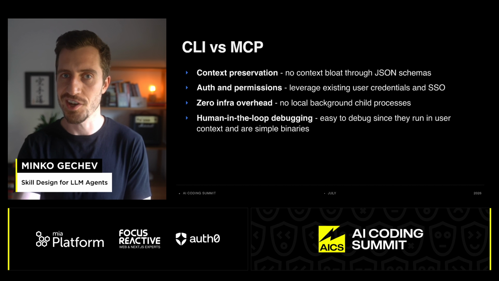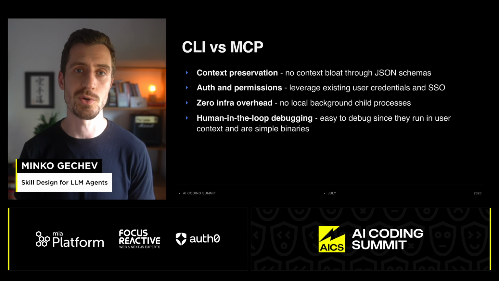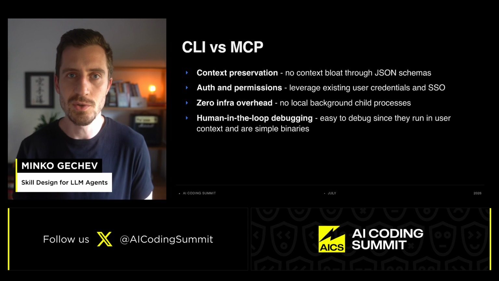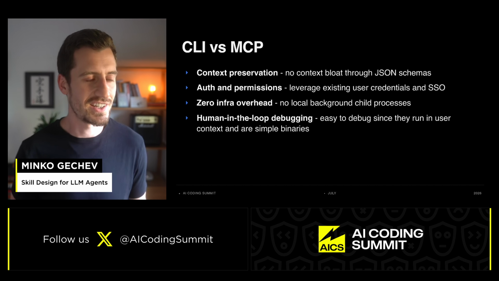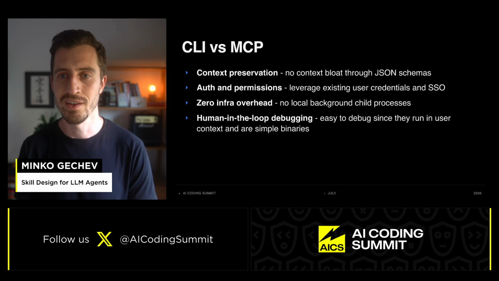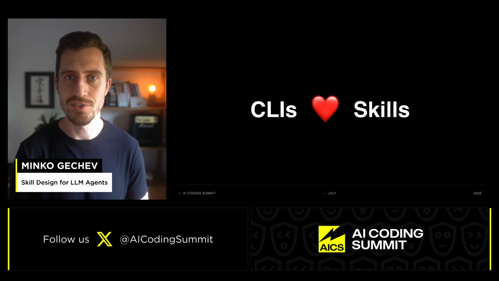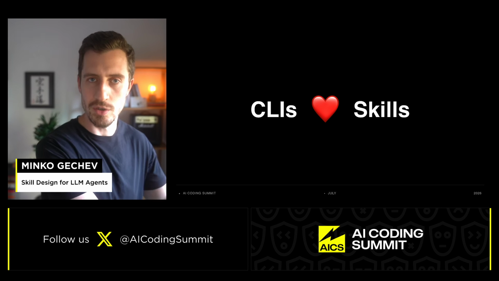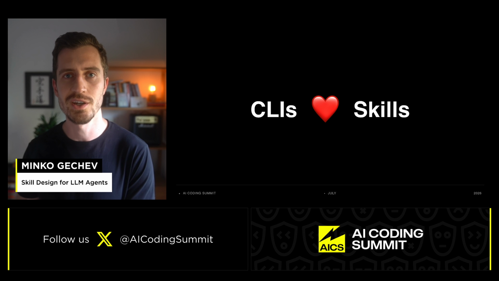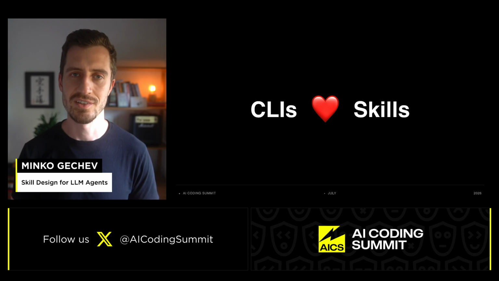CLIs just exist there as command line tools that you can call at any point. You have zero infrastructure overhead. And also they're extremely easy to debug since they run in the user context. They are just a script that you can debug and you can easily write tests for. And on top of that, CLIs work great with skills. So CLIs are the mechanism to accomplish something, and the skills are the mechanism for us to teach the model or the agent how to use these CLIs.